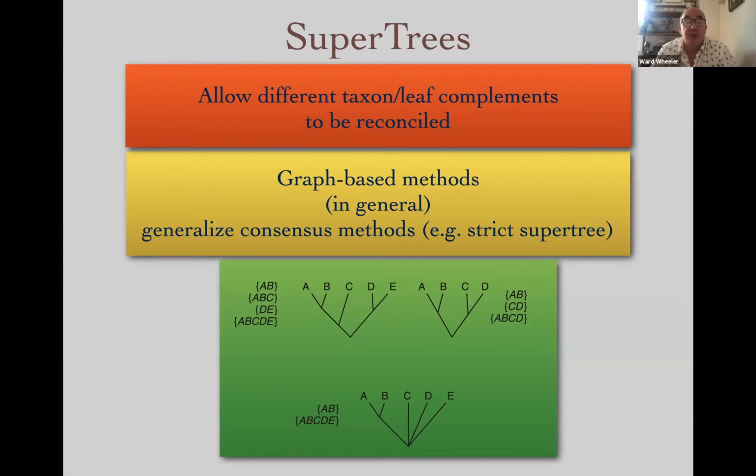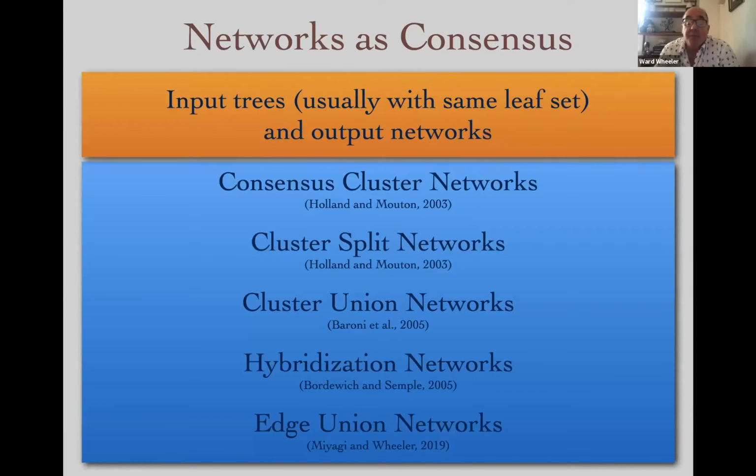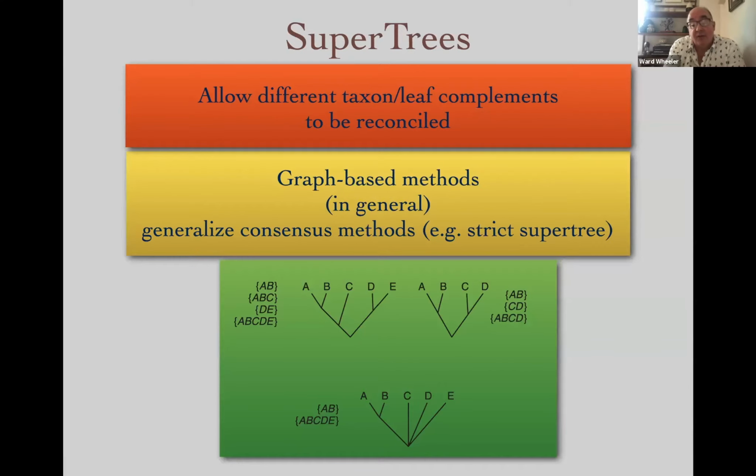They're sort of a generalization in that supertree techniques allow different taxon or leaf complements to be reconciled or made in consensus. They're graph-based methods in general, and they generalize consensus methods to allow for this different leaf complement. So one example of this would be the Gordon strict consensus supertrees as seen below. In this analysis, you can see that you have two inputs here. E is on the left tree, isn't on the right tree, but you can still have it in the consensus below.